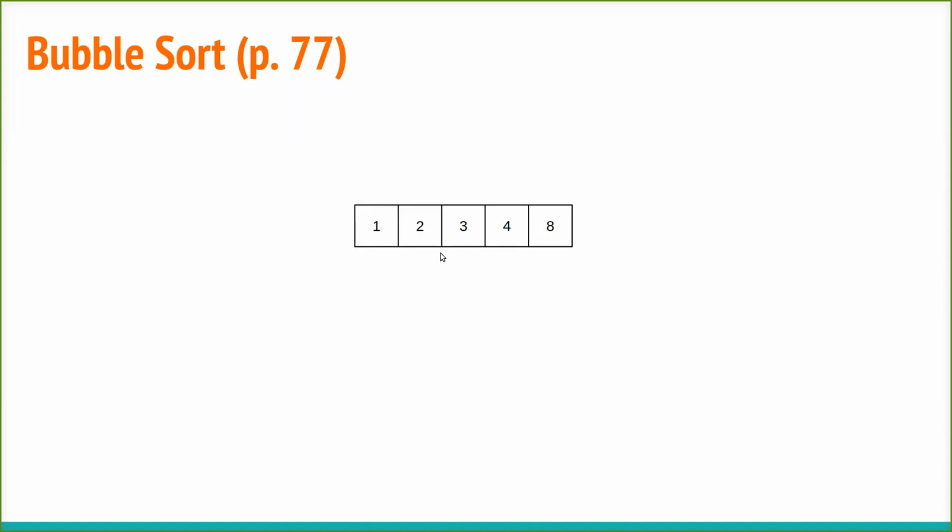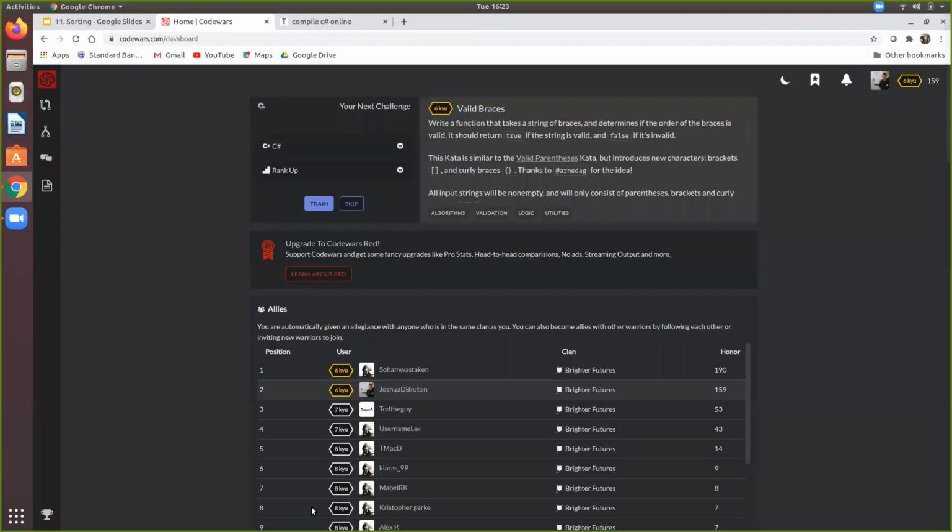So we need to repeat once for each item in the array. We need to repeat the entire process of comparing and swapping for each item in the array. So that will define our outer for loop.